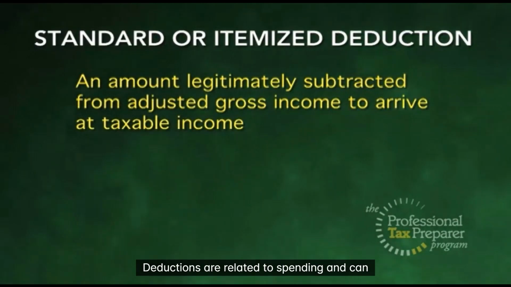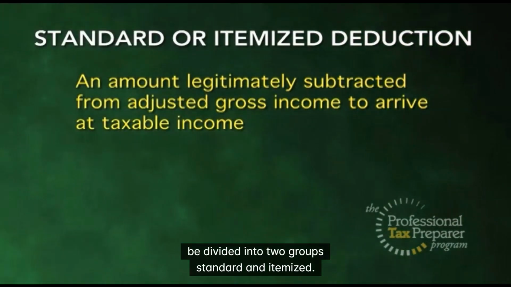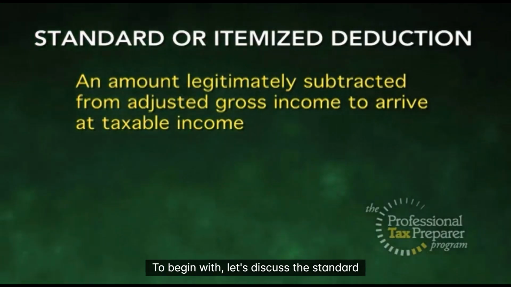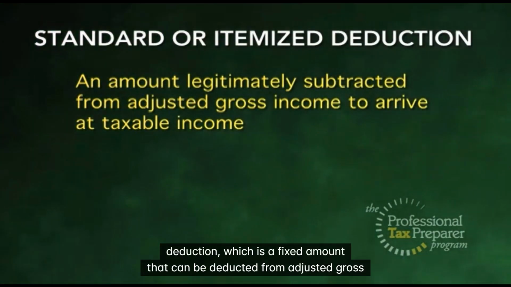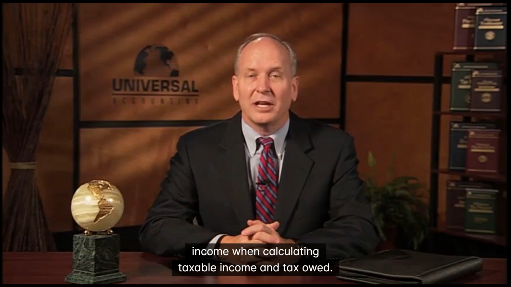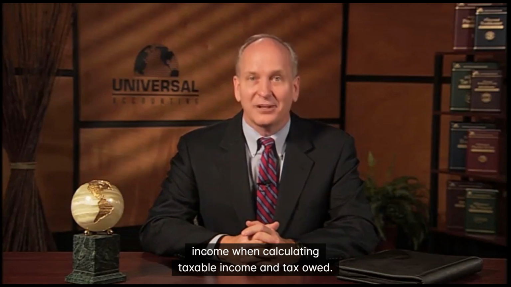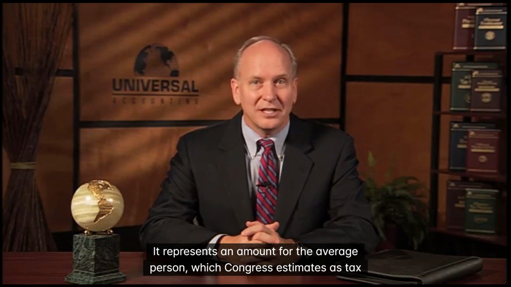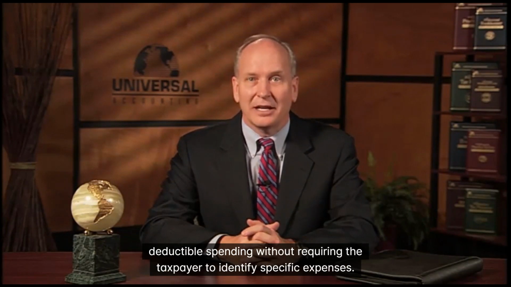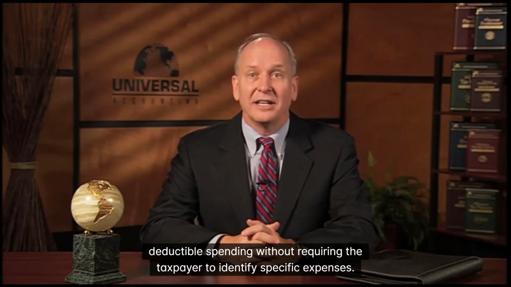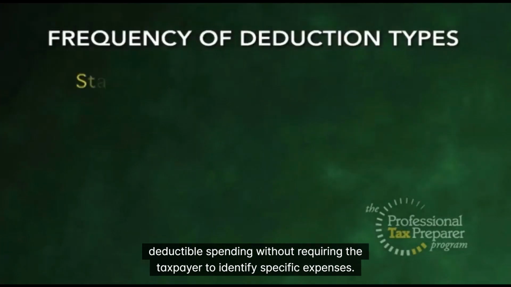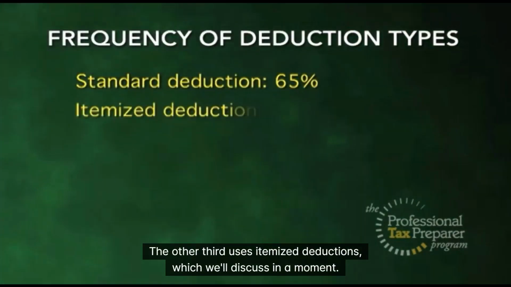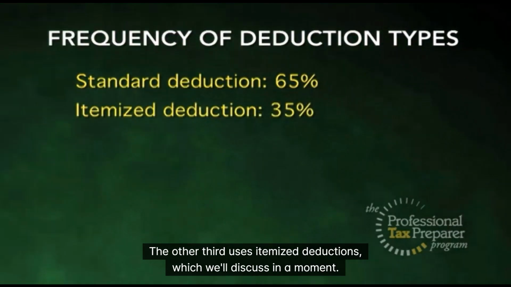Deductions are related to spending and can be divided into two groups, standard and itemized. To begin with, let's discuss the standard deduction, which is a fixed amount that can be deducted from adjusted gross income when calculating taxable income and tax owed. It represents an amount for the average person which Congress estimates as tax-deductible spending without requiring the taxpayer to identify specific expenses. 2 out of 3 returns use the standard deduction. The other third uses itemized deductions, which we'll discuss in a moment.